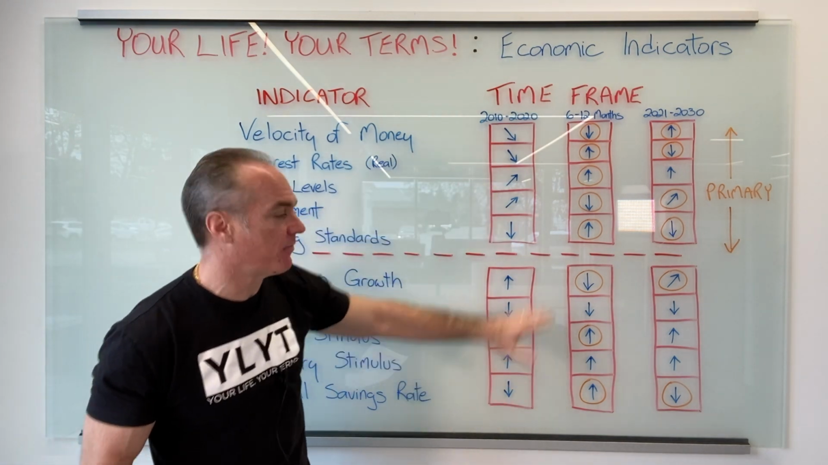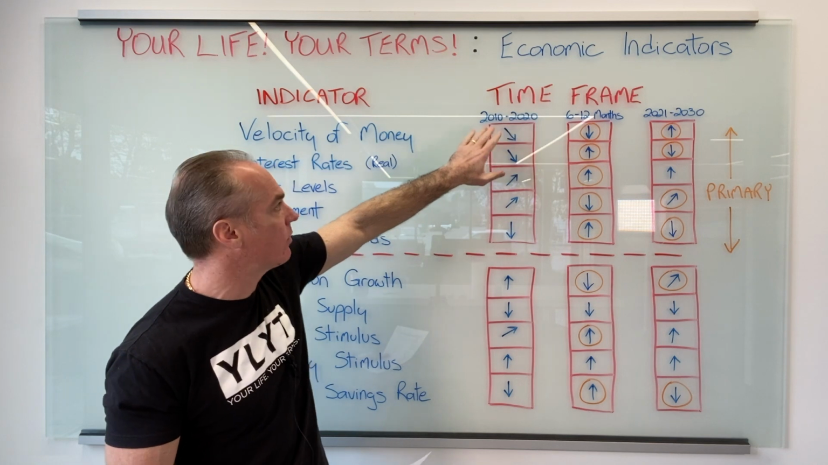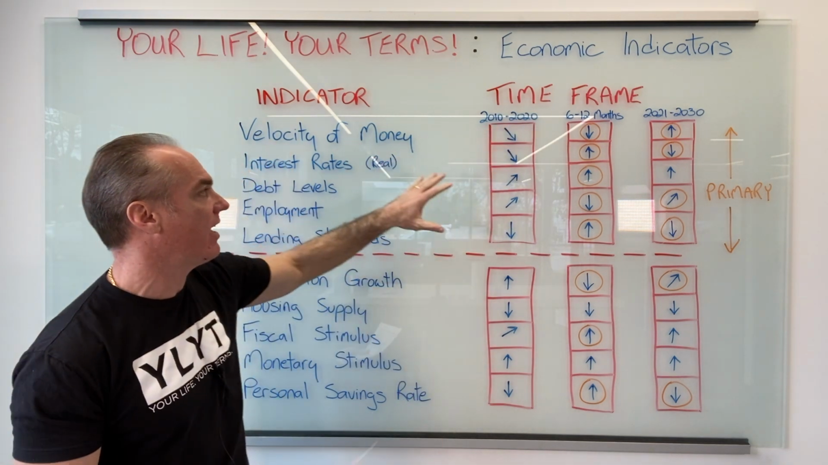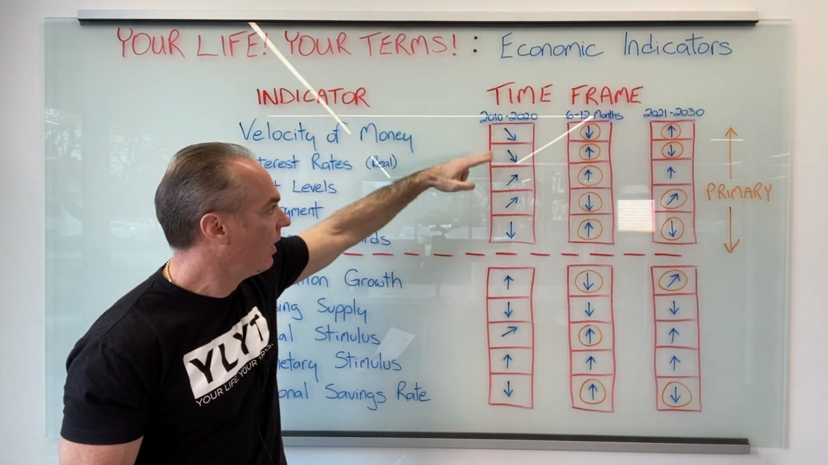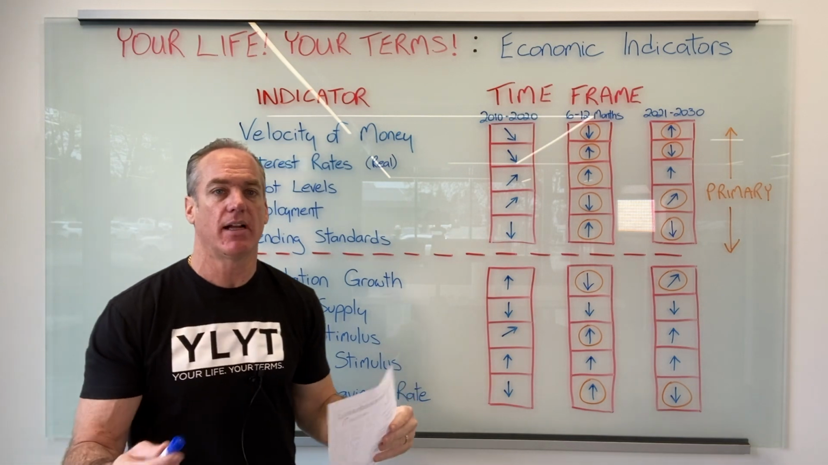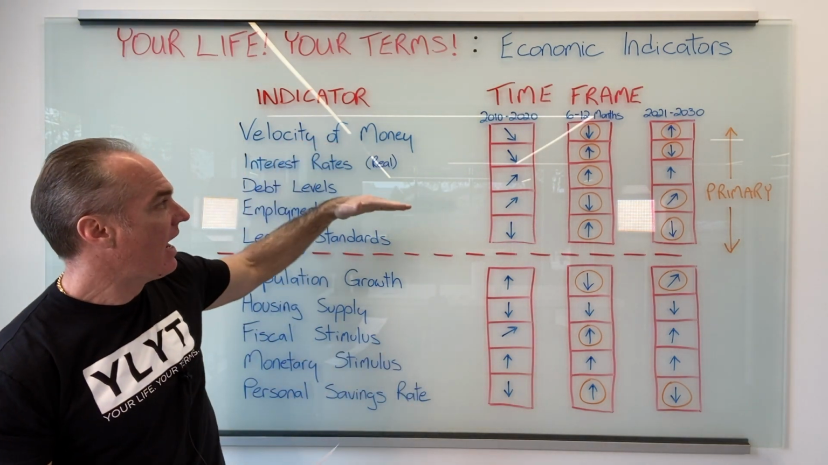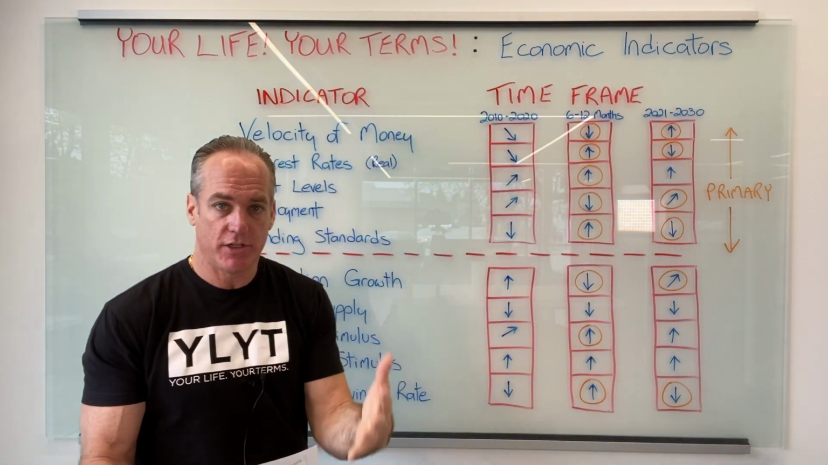We will have different time frames over here. This time frame is the last decade, 2010 to 2020. And we will write out where we think these indicators are. For example, if the velocity of money was increasing or decreasing, we'll write out little arrows to give us an indicator of what's happening with that particular stat.